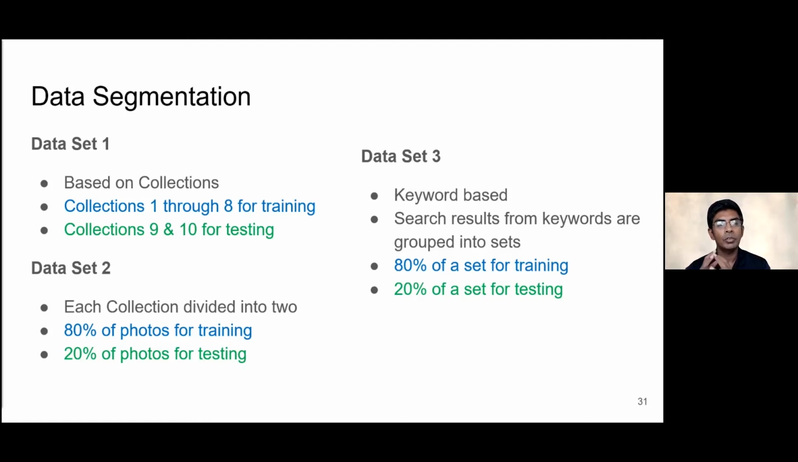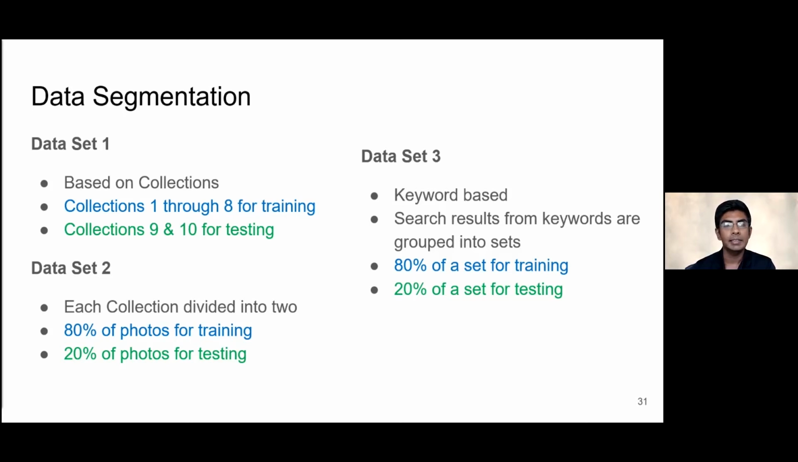In order to figure out what works best, we look at 3 different methods of segmenting data. First one is based on collections. So we have multiple collections. Let's say we have 10 collections. Collections 1 through 8 we use for the training process, and then collections 9 and 10 for the testing process.